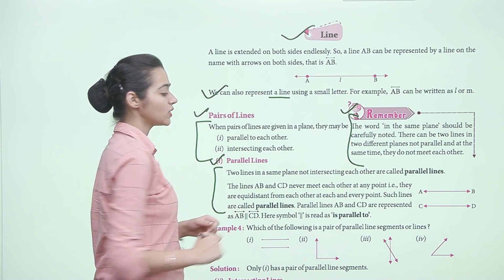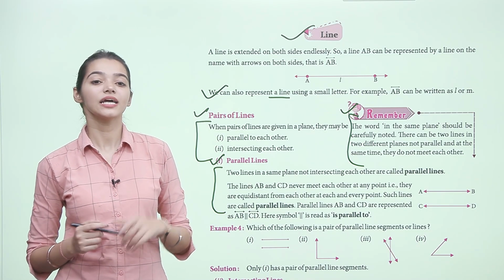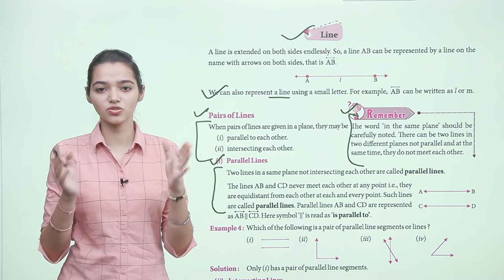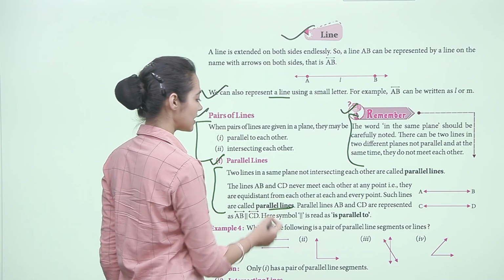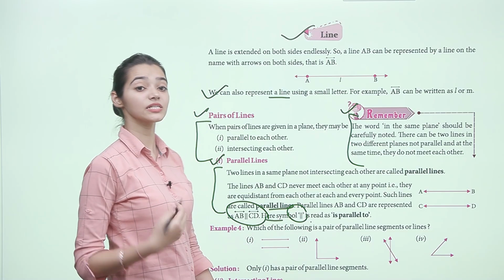Now parallel lines. Two lines in the same plane that do not intersect each other are called parallel lines. The lines AB and CD never meet each other, so they are equidistant from each other. Such lines are called parallel lines. So AB is parallel to CD, and this is the symbol that represents "is parallel to".